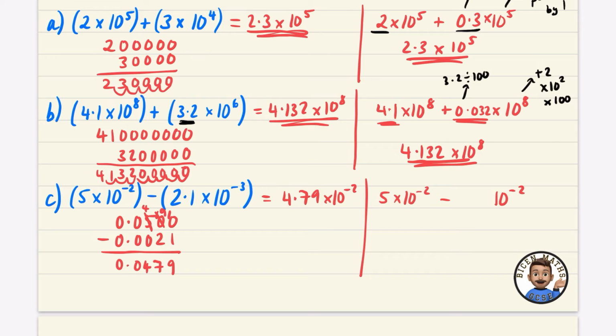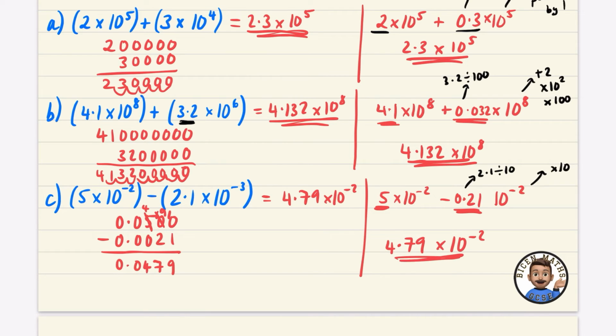Well, this time the power has increased by 1, so I've actually multiplied it by 10, meaning I'm going to have to divide this one by 10. So I'm going to have to do 2.1 divided by 10, which is 0.21. So all I need to do is the 5 take away 0.21, and that is going to be 4.79. You think about doing, I don't know, like £5 take away 21p, you get £4.79. And then I'm just going to keep the power the same, so it's times 10 to the minus 2.